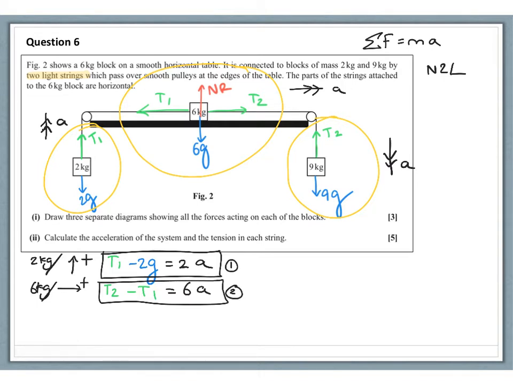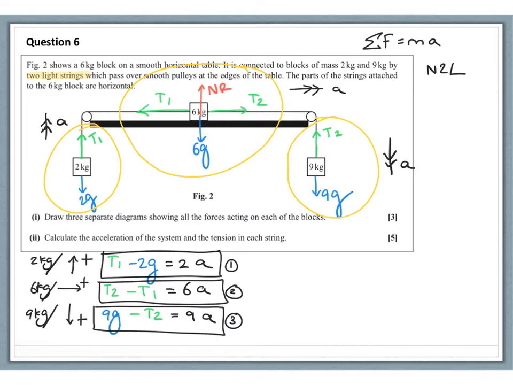Now my third equation of motion is going to result from analysing the 9 kilogram block and choosing down as positive. So we have 9g minus T2 equals 9 multiplied by the acceleration. All 3 blocks experience the same acceleration because everything is connected together and the strings are light and inextensible. Now, if we notice very carefully here, we have a positive T1 and a negative T1, so equations 1 and 2 added will cancel out the T1s.